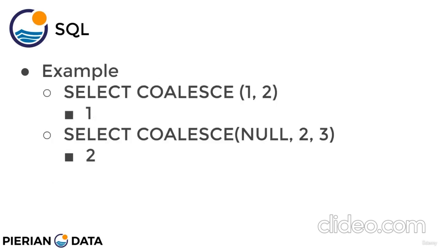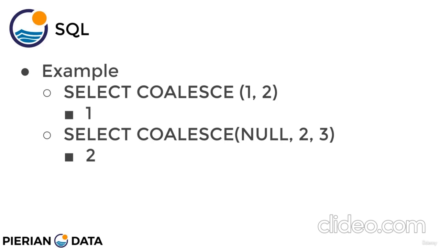And so to show you very simple examples, if you say select COALESCE(1, 2), it's going to go along in order until it finds the first non-null value. In this case, it's simply 1, so it returns 1. However, if one of the values ends up being null first, such as select COALESCE(null, 2, 3), then the first value is null, so it continues along. Finally, it finds a non-null value, which is 2, so it returns back 2.